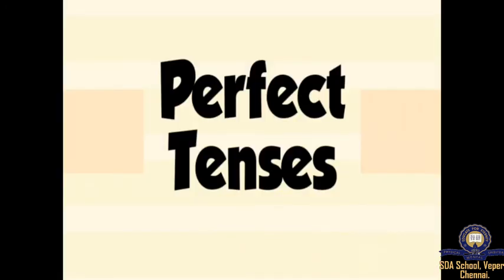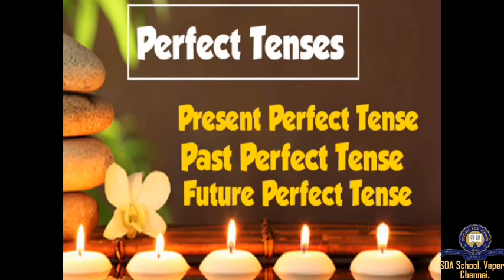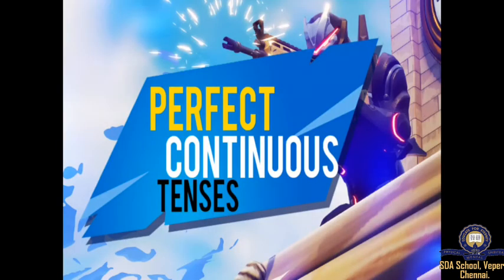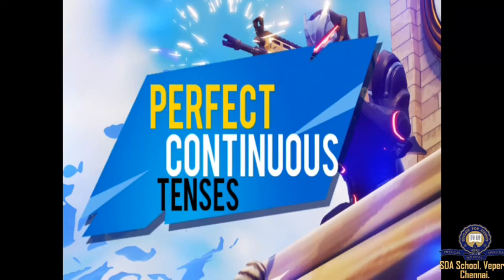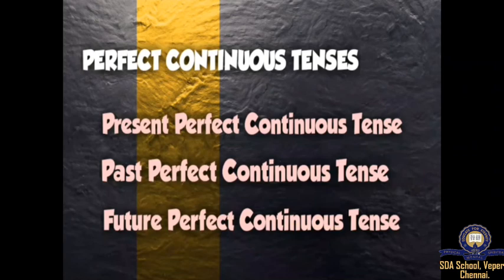Today we saw perfect tense. Perfect tense is divided into three types. They are present perfect tense, past perfect tense and future perfect tense. Students, now we're going to see perfect continuous tenses. There are three types under it. They are present perfect continuous tense, past perfect continuous tense and future perfect continuous tense.